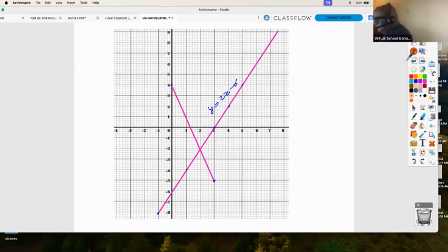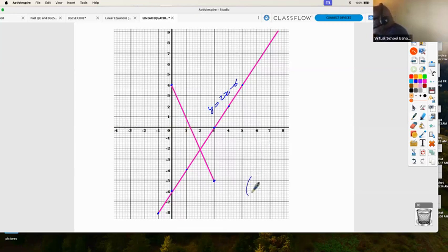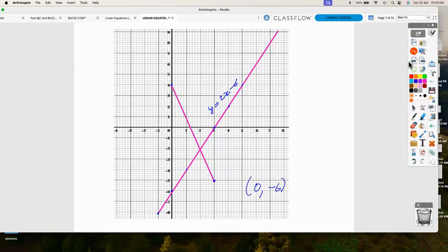Coordinates, you always write 2 numbers. 0, -6. This is our y-intercept, right? So your first number comes from your x-axis. You go on your x-axis, you see 0. So that point would be 0, -6. That is the coordinate of it. Are we clear? Yes, sir.